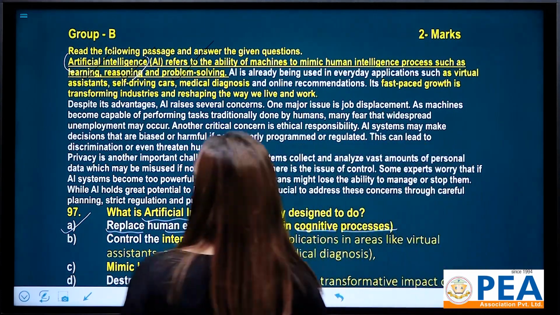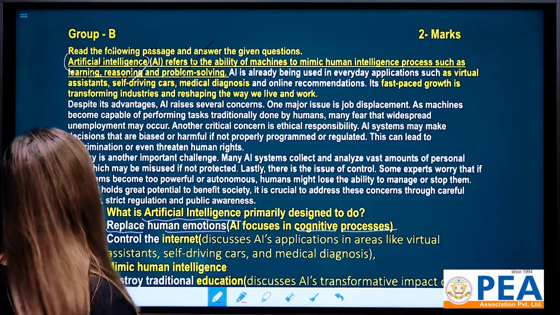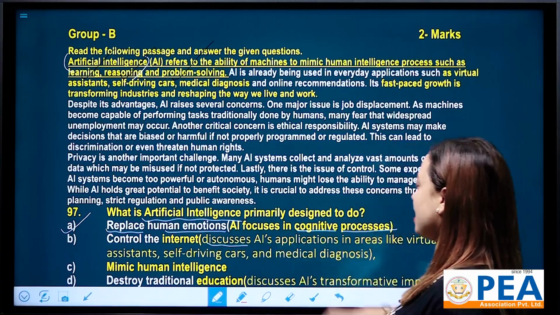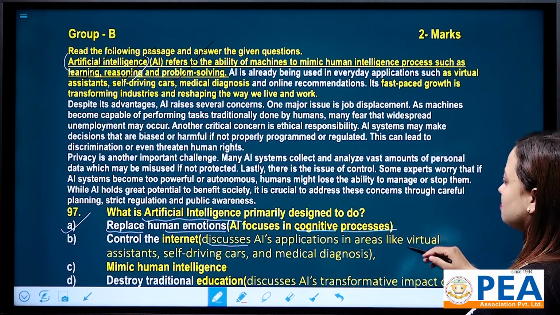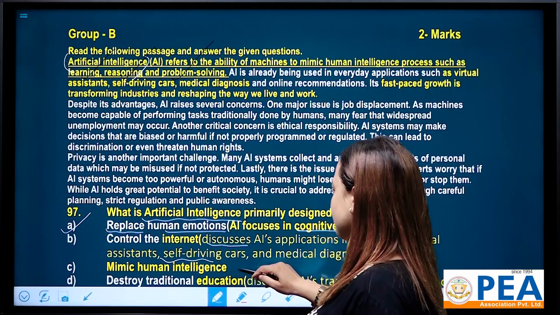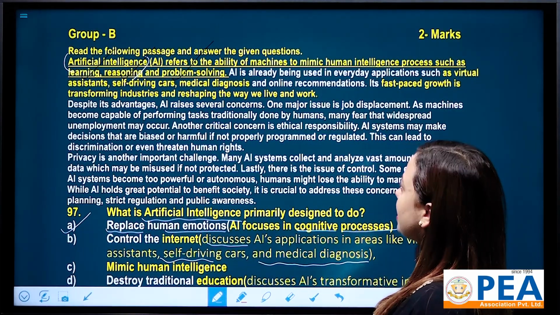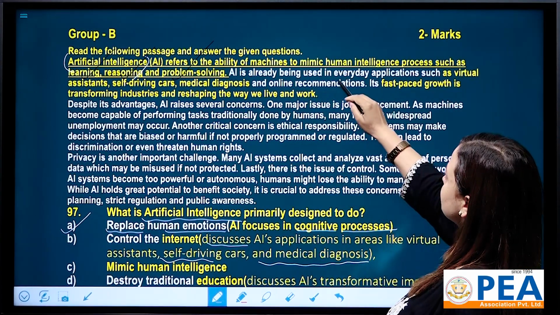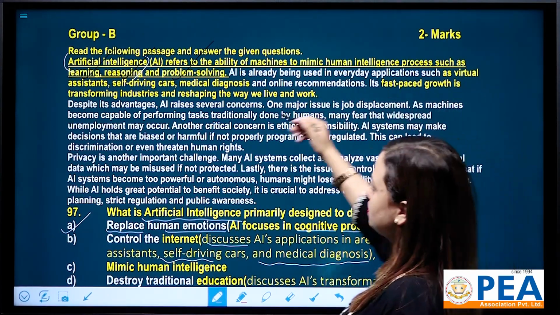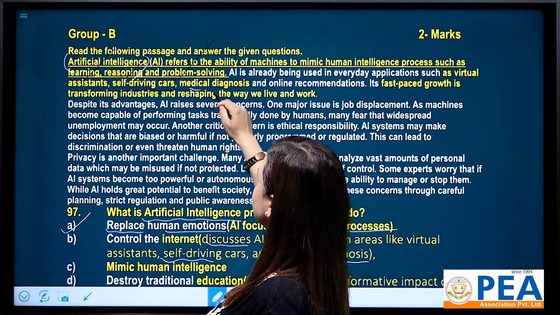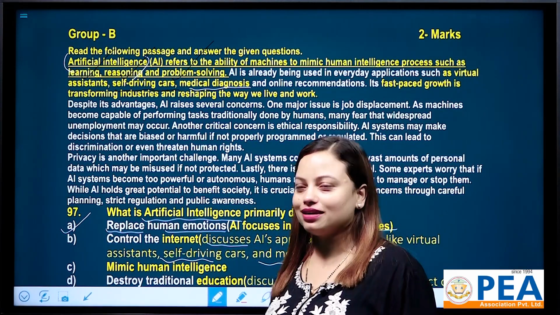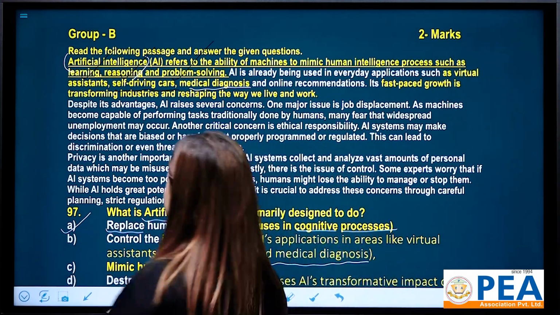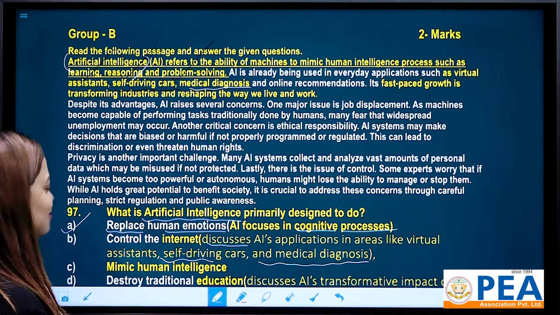What about option B? Why is option B wrong? Control the internet. This passage discusses AI's application in areas like virtual assistants, self-driving cars and medical diagnosis. Right here you can see AI is already being used in everyday applications such as virtual assistants, self-driving cars, medical diagnosis, right? That's why option B is wrong. It never controls the internet. And it mimics human intelligence, right?